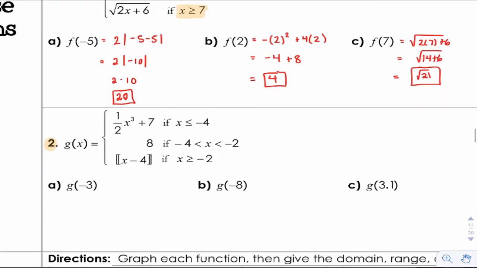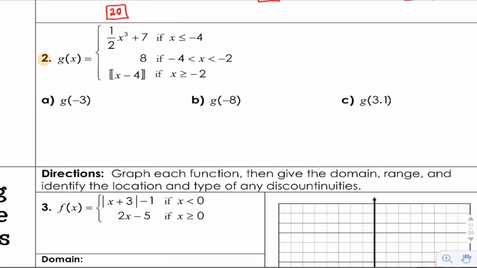Moving on to number 2. Same thing here, just pay attention. It may not always go in order when we evaluate, because see this -3 here for g of x? Well, the -3 is going to show up in that middle domain. -3 is in between -4 and -2. So in this case, we just get a constant. There's nowhere to plug in -3, so that's just going to be 8.